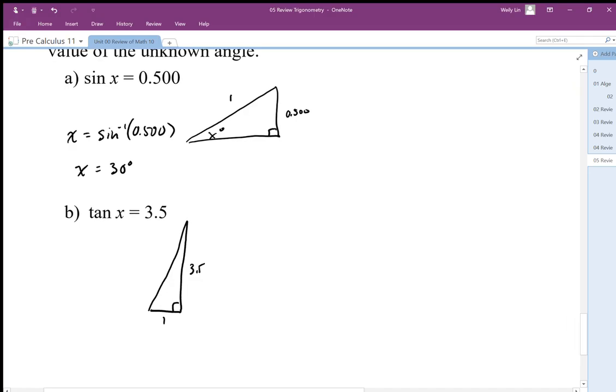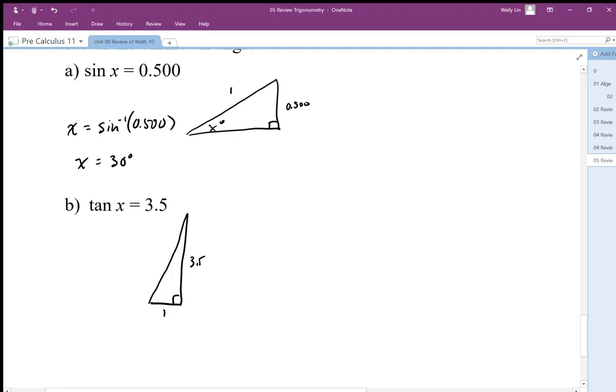If I want to actually work this out, I need to undo the tan calculation, and I undo tan calculations with arctan. So if I put my output back through my input the other way through the function machine, I go arctan of 3.5. Arctan of 3.5, a slope of 3.5, gives me 74.05 degrees. So 74.05 degrees ends up being this angle in here.